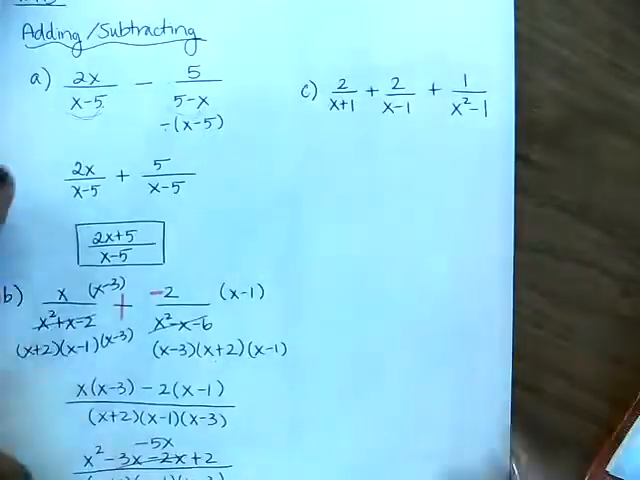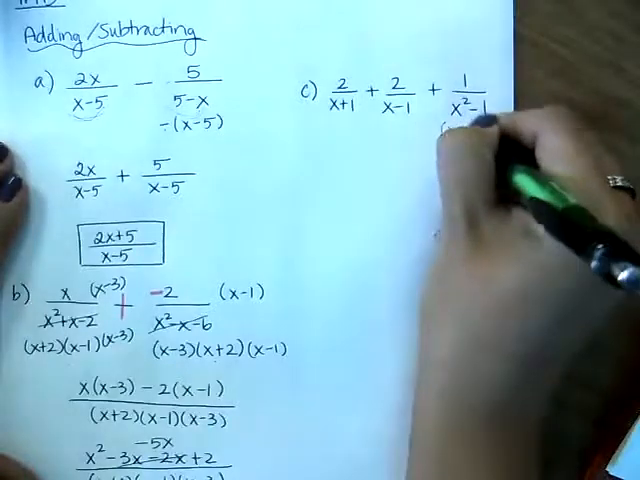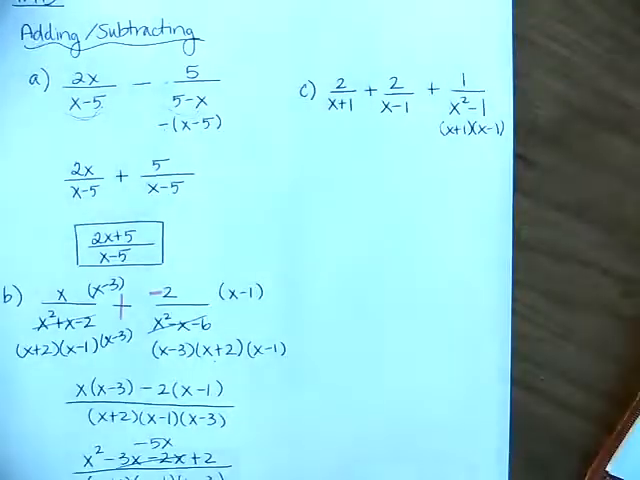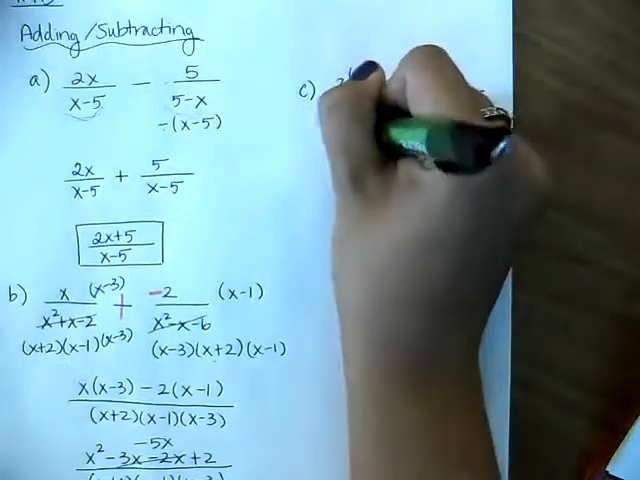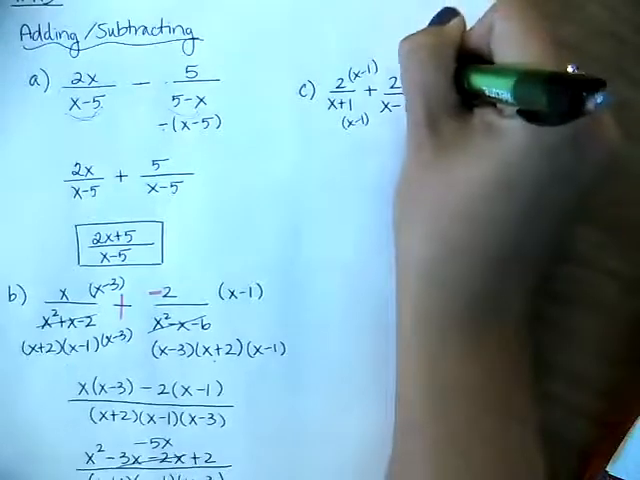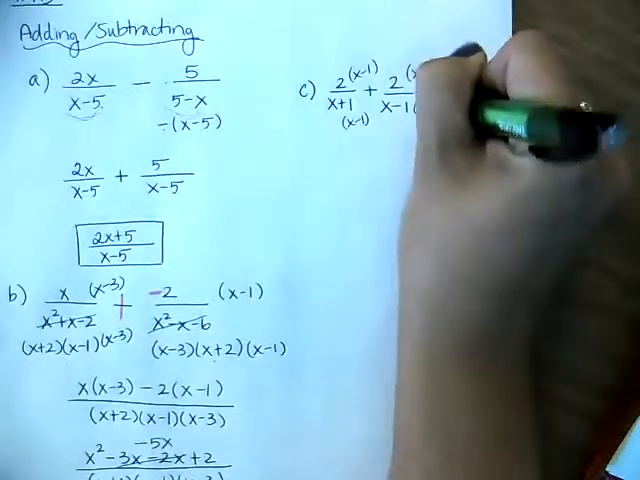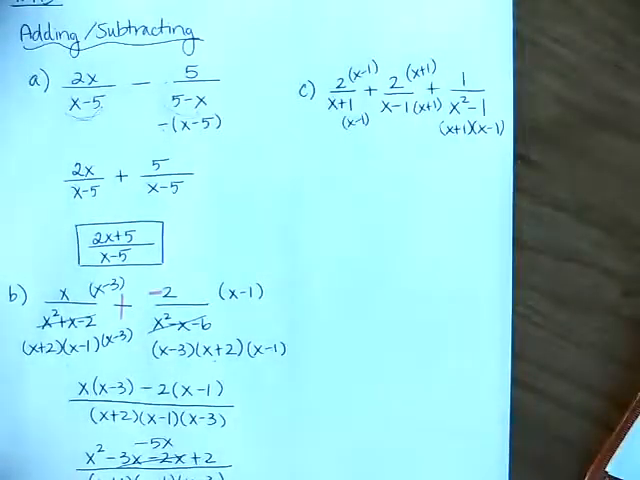All right, so did you start by factoring x plus 1 times x minus 1, that difference of perfect squares? Okay, so then hopefully you recognize that the first term needs an x minus 1. The second term needs an x plus 1. And then we already have that common denominator on the right.